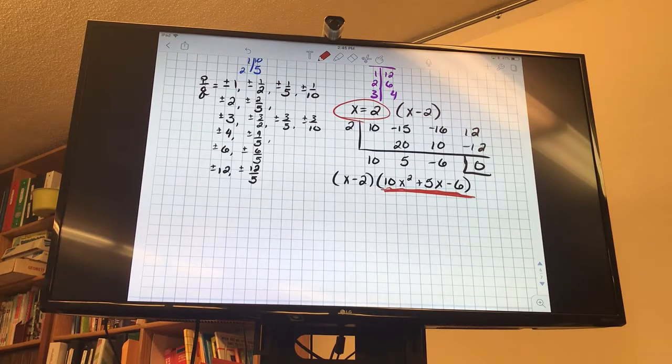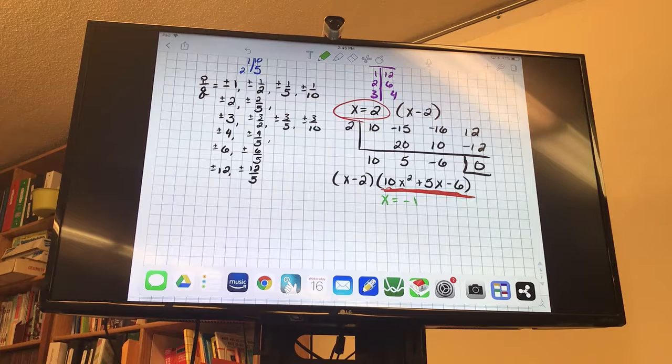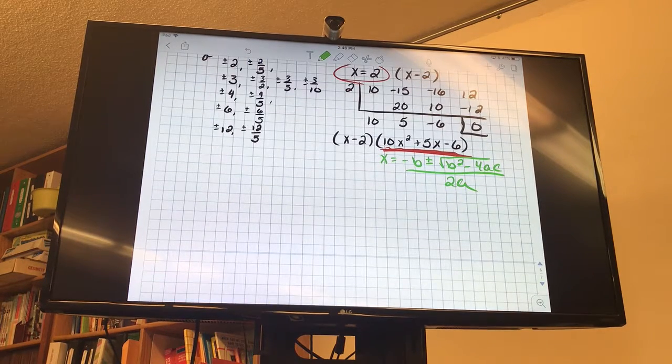So I could use x equals negative b plus or minus the square root of b squared minus 4ac all over 2a. So negative 5, 5 squared minus 4 times my a, 10, my c is negative 6, all over 2 times 10. I'm gonna do the stuff inside my square root in one step: 5 squared minus 4 times 10 times negative 6. I get negative 5 plus or minus the square root of 265 all over 20.